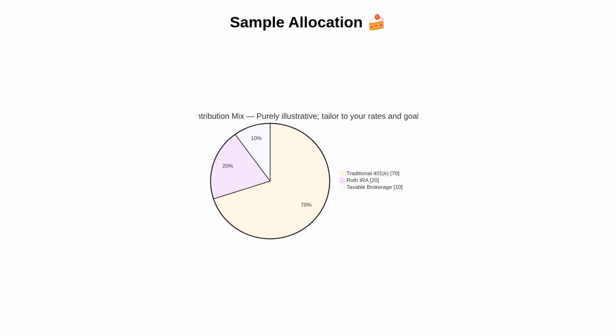This pie chart displays a hypothetical contribution mix: 70% traditional 401k, 20% Roth IRA, and 10% taxable brokerage. The exact percentages are purely illustrative. The intent is to show how you might tilt contributions toward traditional when your current bracket is high, while reserving a portion for Roth and taxable accounts to preserve flexibility and manage future tax exposure.